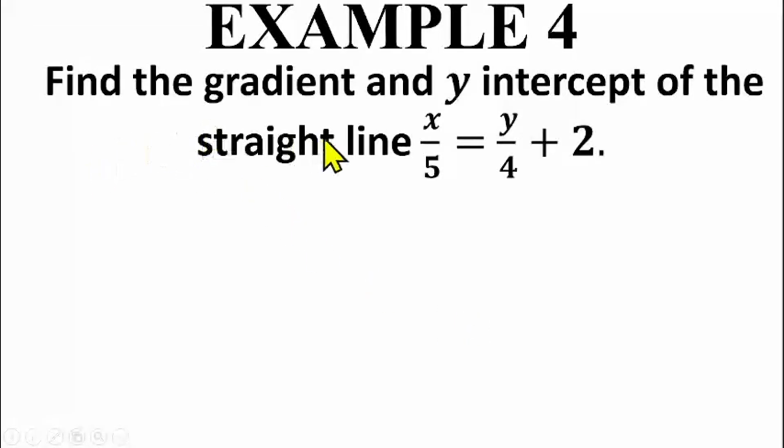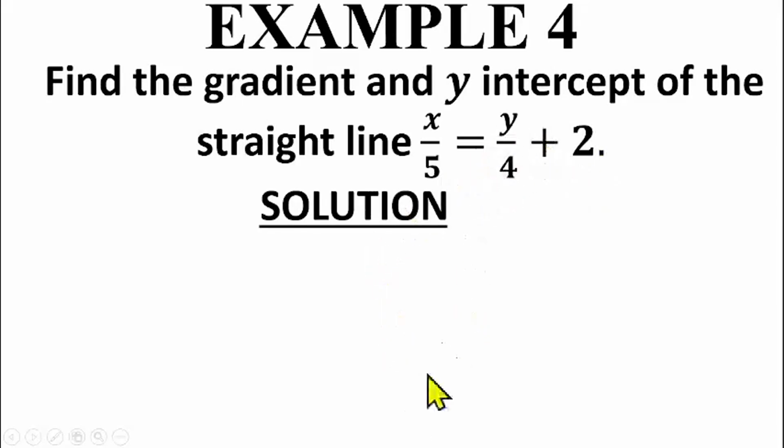Now let's see the last question on this last example. You are to find the gradient and y-intercept of the straight line x/5 equals y over 4 plus 2. So this is also a linear equation, and we have to find the gradient and the y-intercept of this. It's very simple as well. We have x/5 equals y over 4 plus 2. Now the first thing to do is to find a way of removing these denominators 5 and 4.